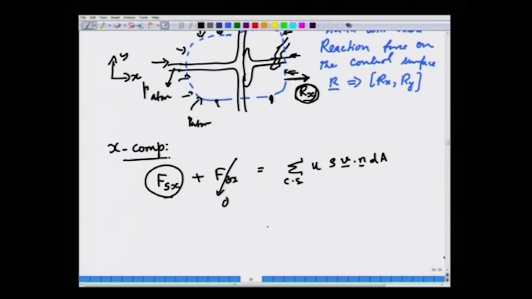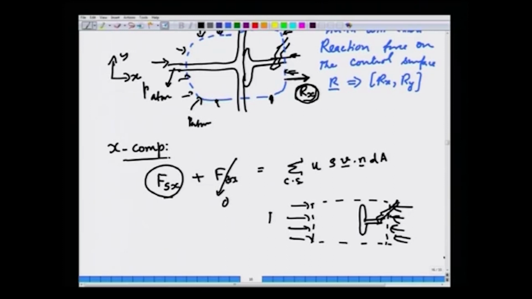So, one way to see it is very simple. Suppose you have the control surface like this. There is P atmosphere here and P atmosphere here on both sides, and of course you have the surface and your hand is holding the surface, but there is uniform P atmosphere on both sides which will balance out, and that will not contribute to the surface force.